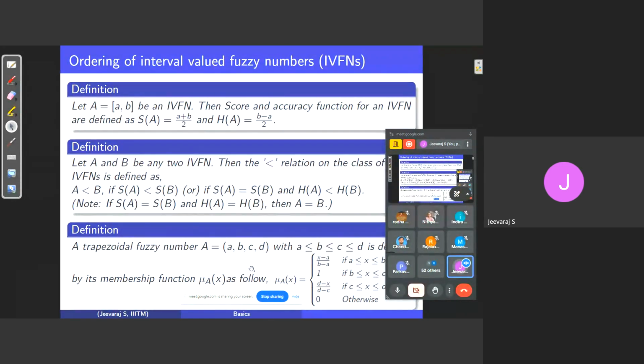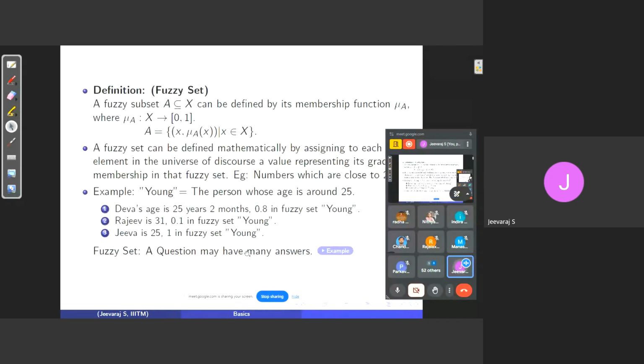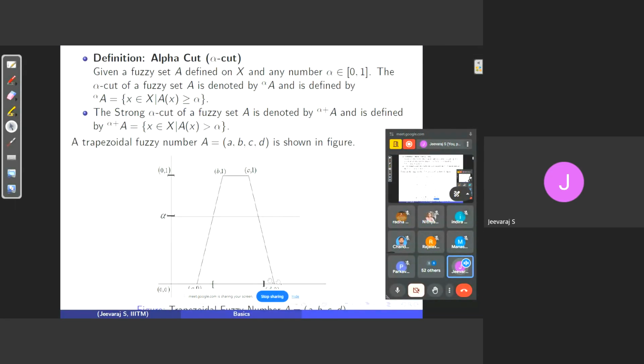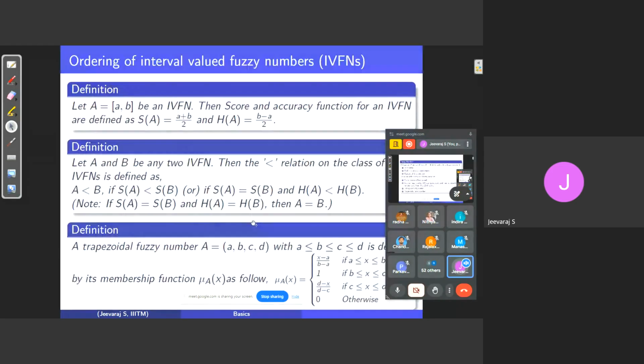Again, trapezoidal fuzzy numbers are represented by means of a four tuple A, B, C, D, which is nothing but this geometric figure. This geometric figure is represented by means of the 4 tuple ABCD. Don't misunderstand the concept of this ABCD to be an element of R4. No, it's not an element of R4. It is nothing but this function is represented by means of this.